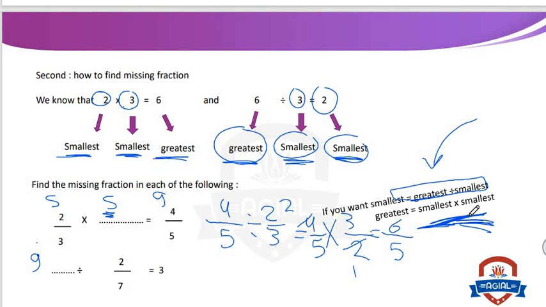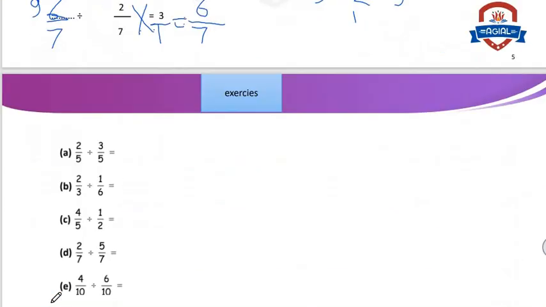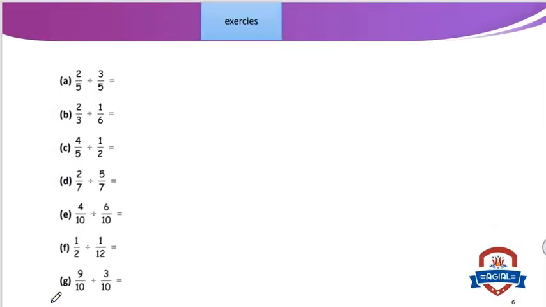So we will multiply 2 over 7 by 3 over 1. Okay, 2 multiplied by 3 equals 6. And 7 by 1 equals 7. So in here, 6 over 7 divided by 2 over 7 equals 3. Do you understand how to find the missing fraction? Okay, in here, some exercises.